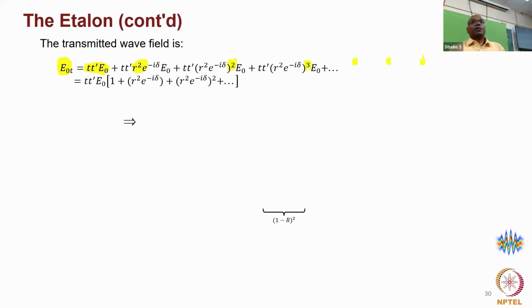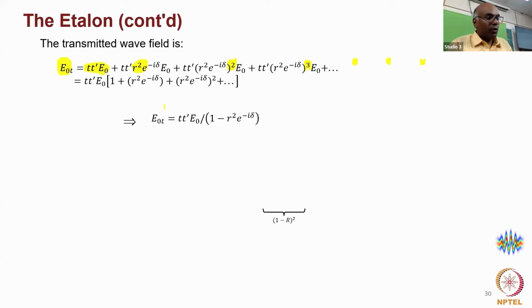It's an infinite series. Of course, you can see that the terms of the series are diminishing because each reflection coefficient is less than 1. So the series is indeed going to converge. And the sum of this series is, we know, nothing but 1 divided by 1 minus this common factor, r square e to the minus i delta.